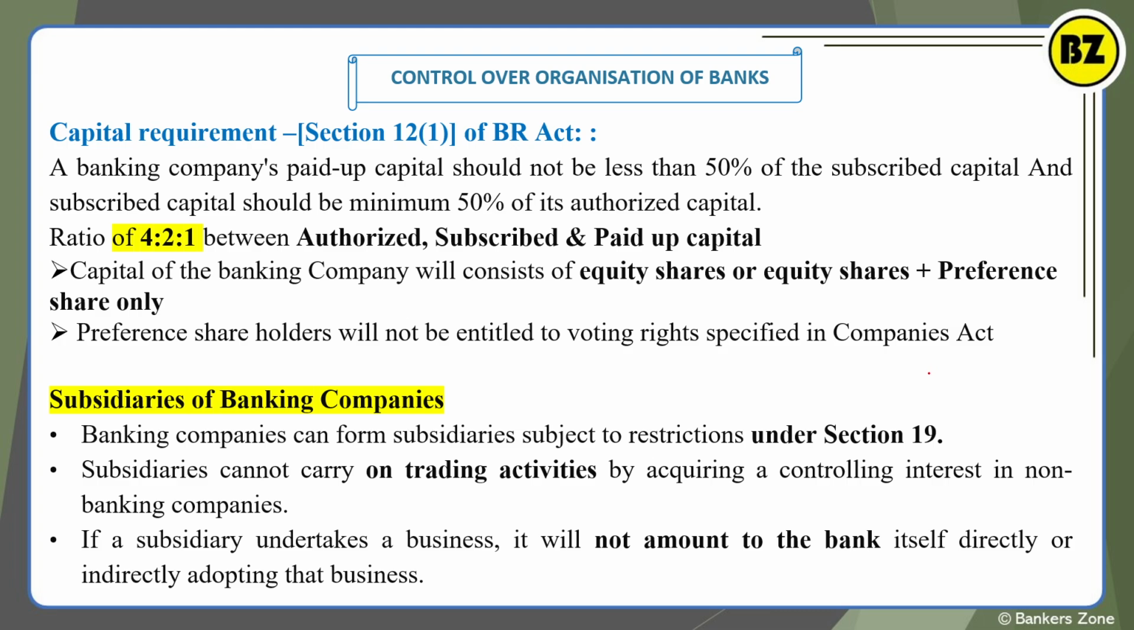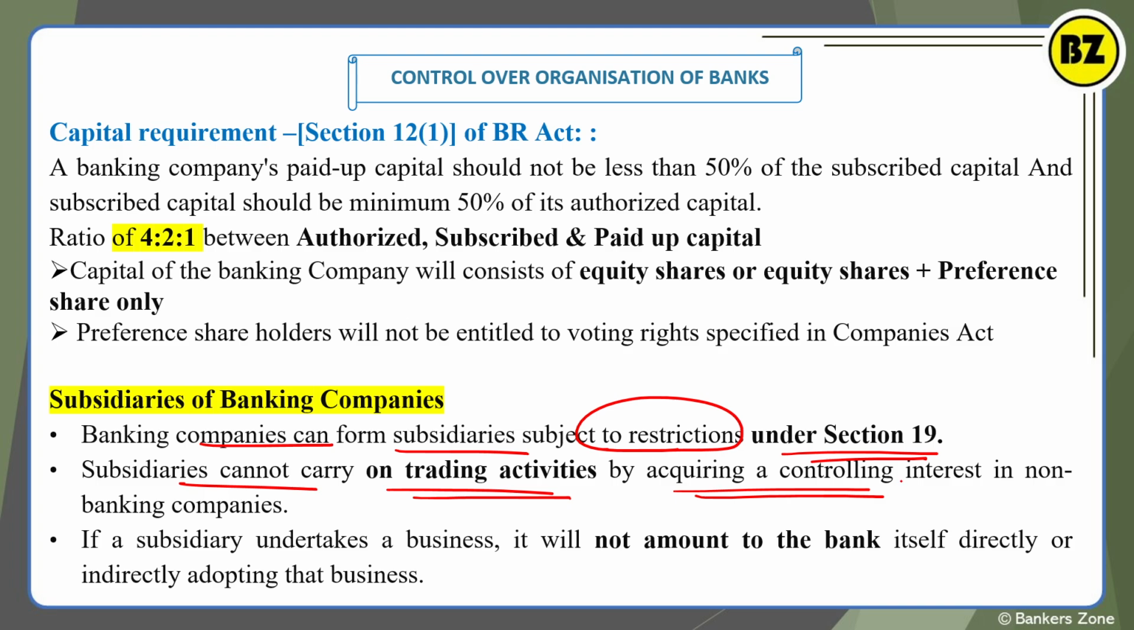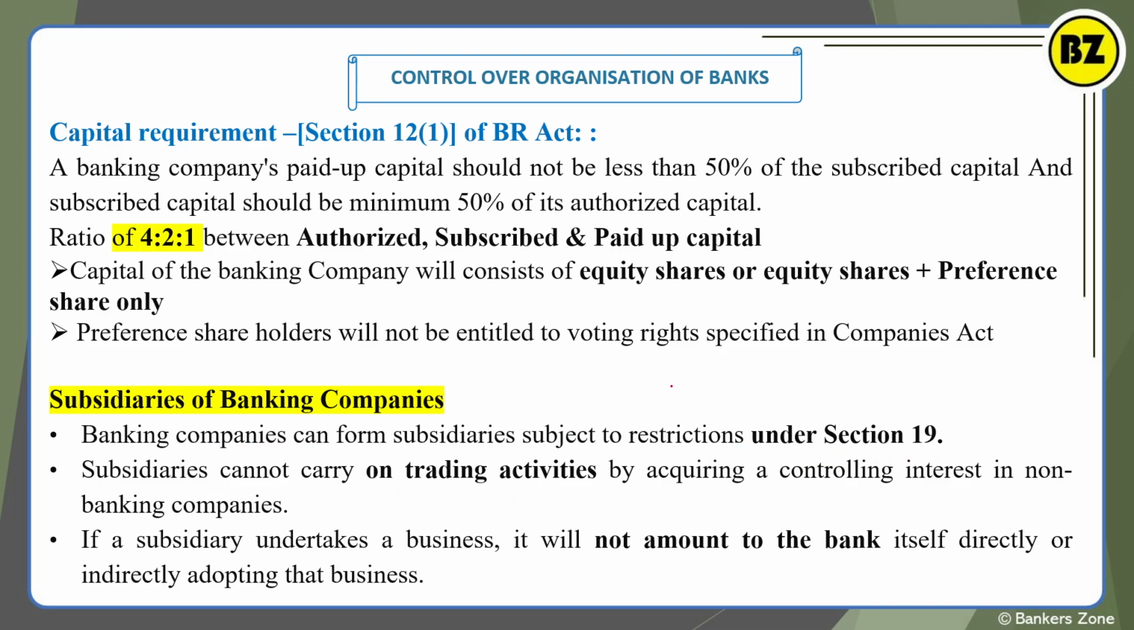Now subsidiaries of a banking company. The banking company can form a subsidiary subject to the restrictions under section 19 of the BR Act. The subsidiary cannot carry on trading activity by acquiring controlling interest in a non-banking company. So if you have any subsidiary, it cannot be part of a trading activity, right? A bank subsidiary cannot do trading. Very simple. See, banks have a lot of money. They could open a subsidiary and do trading and earn a lot of money.